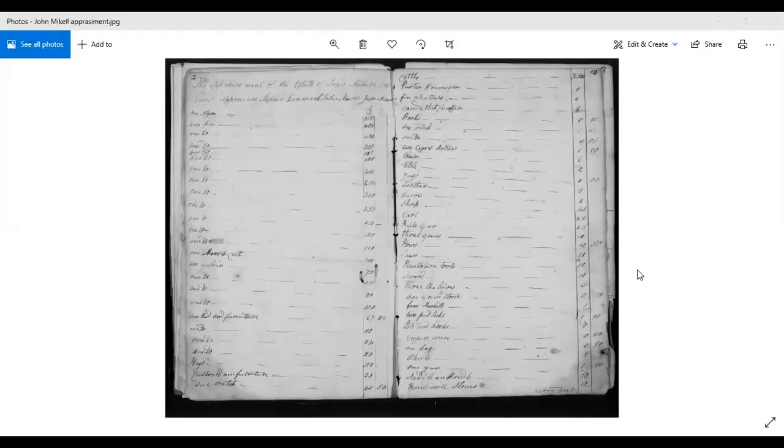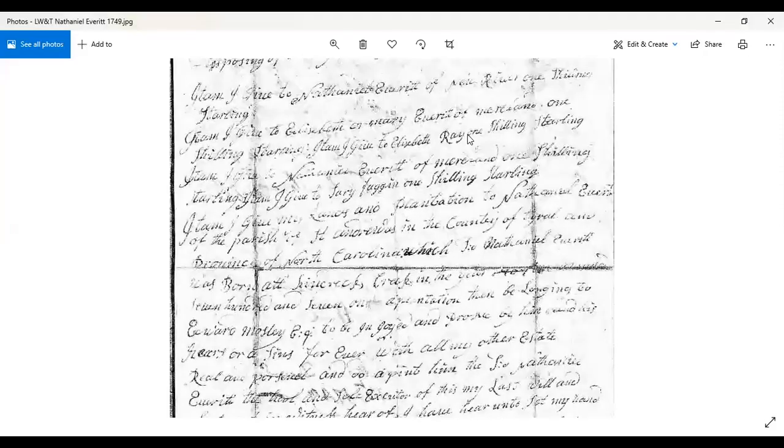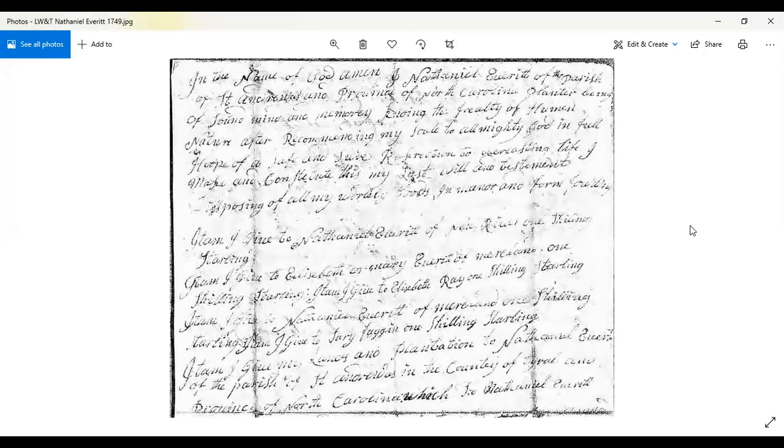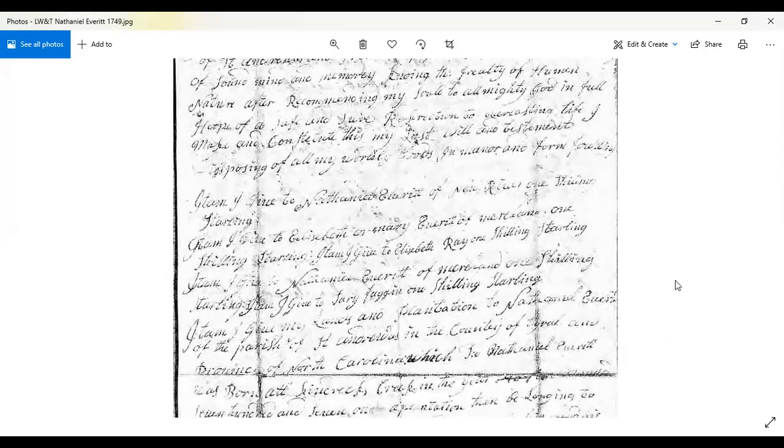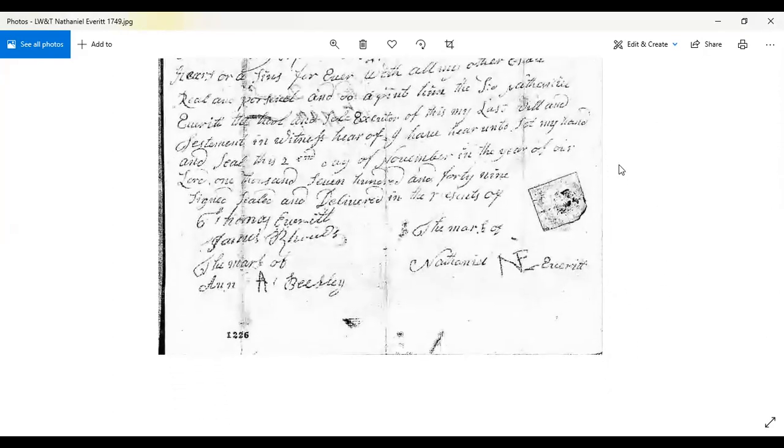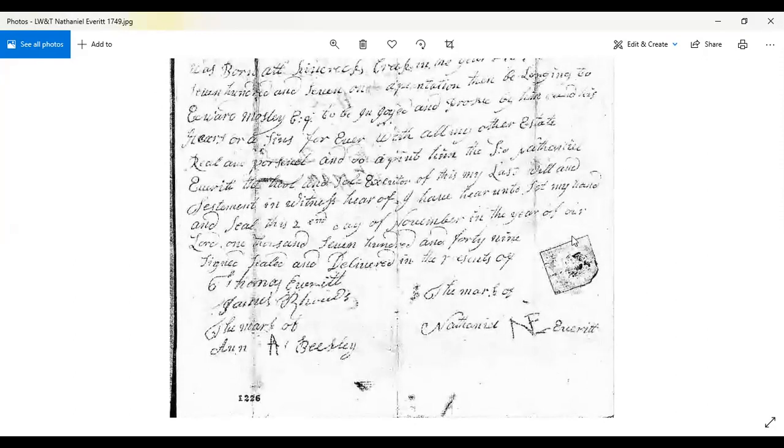There we go. So this is the last will and testament of Nathaniel Everett. This is from 1749. And you can see that obviously this is a copy and it is not the clearest, but down at the bottom, you'll see where this would be the seal right here. You see the witnesses over to this side, and it says the mark of Nathaniel Everett, and right here it looks like he could just write his initials, NE. So it does not always have to be an X, it just has to be a mark of that individual.